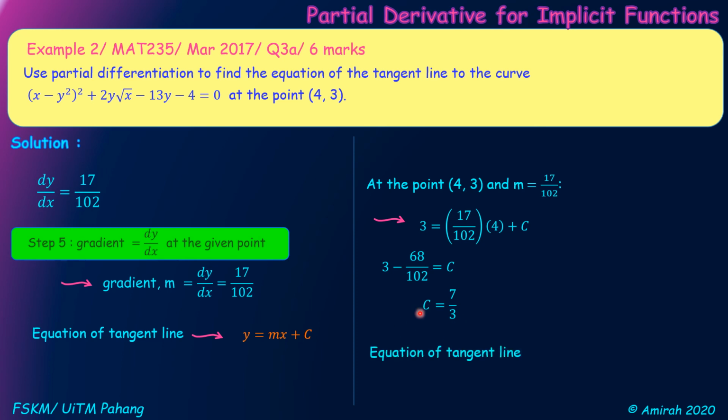After that, we substitute back into y equals mx plus c. So the equation of the tangent line is y equals 17 over 102 times x, plus 7 over 3. So this is our equation of the tangent line for this curve at the point 4, 3.